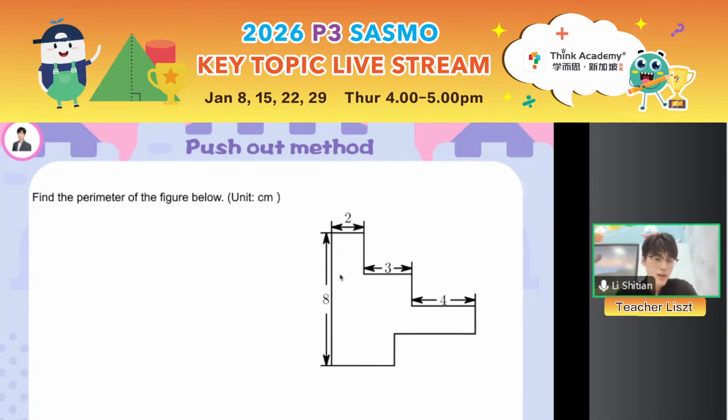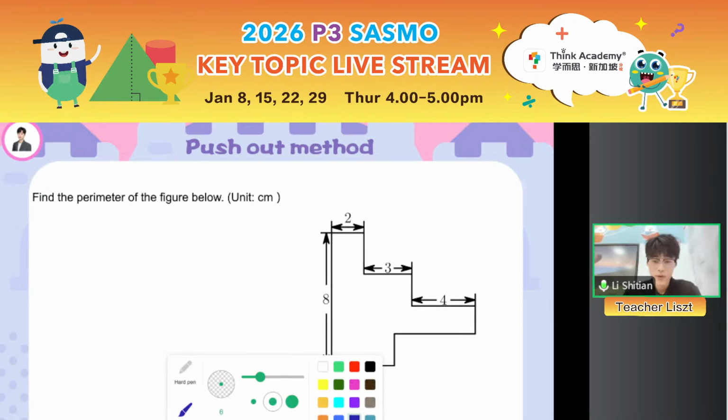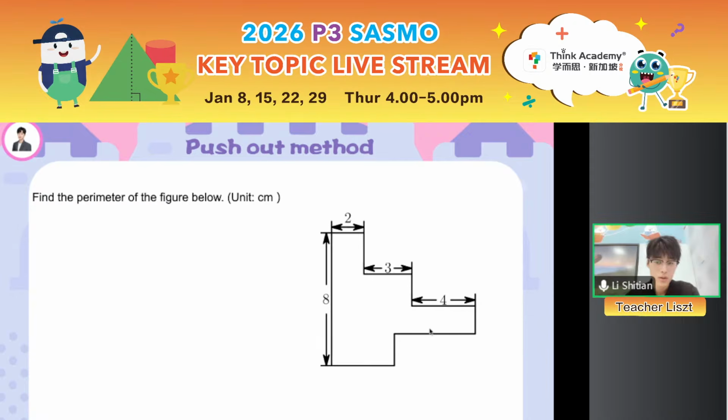Wow, it is really complex, right? So how can I use the push-out method in this shape? Let's see. For this short line, I need to move it where? Should I move it to the top? No, I need to move it to the bottom. Why? Because the goal of using the push-out method is to fill in all the gaps. If I move this short line to the top, can I fill in the gaps? Actually not, so I want to move it to the bottom.